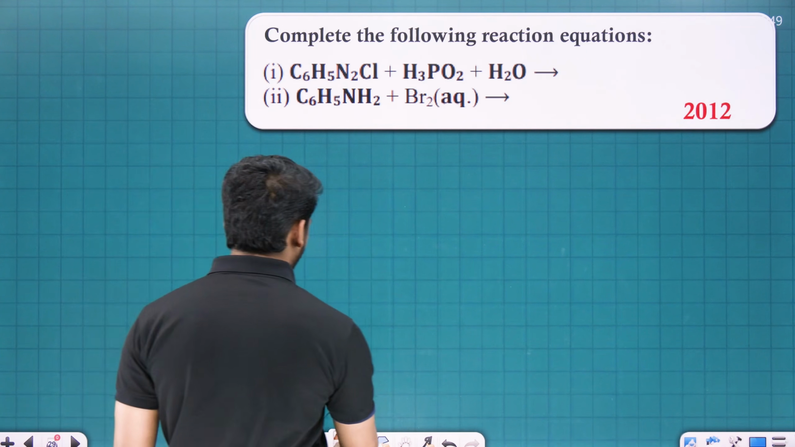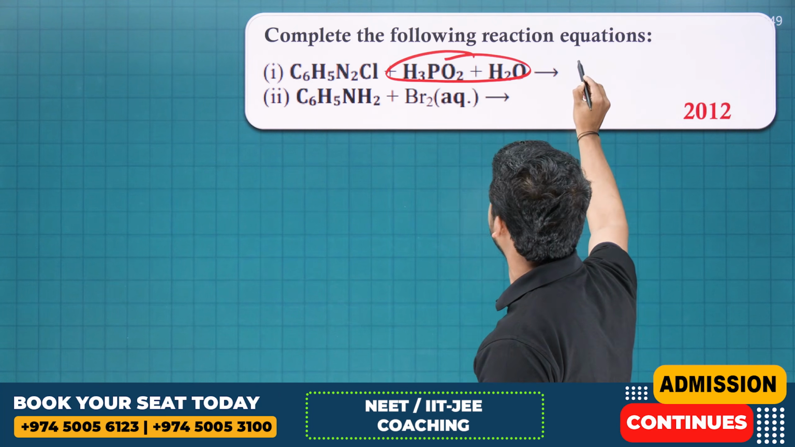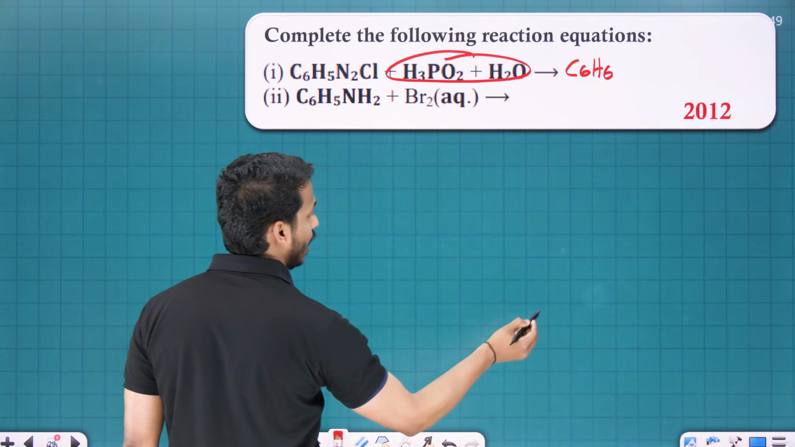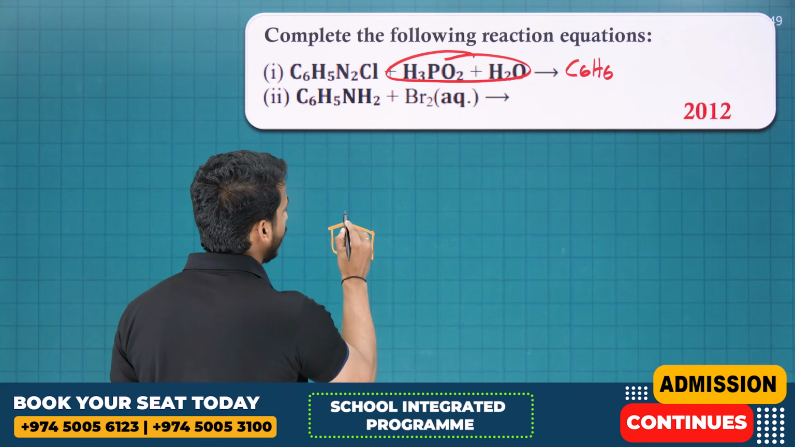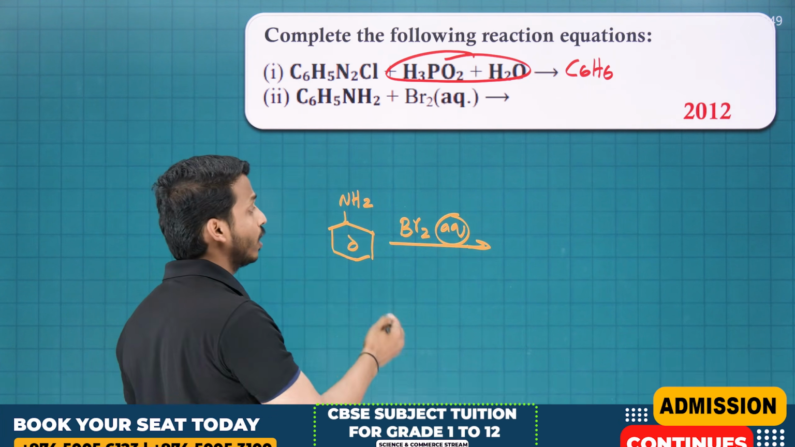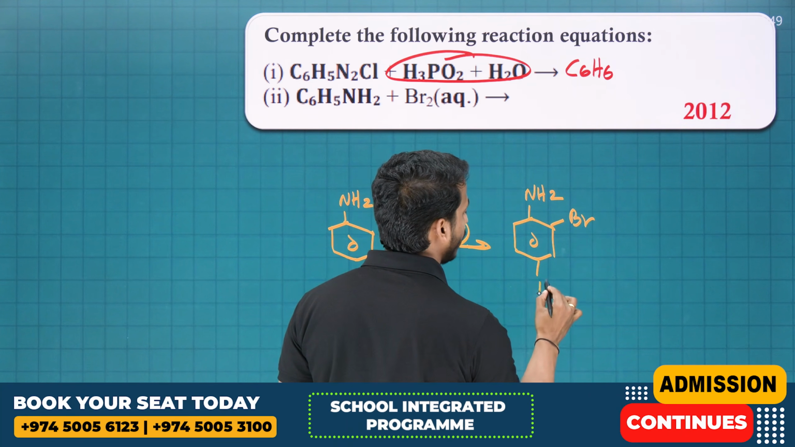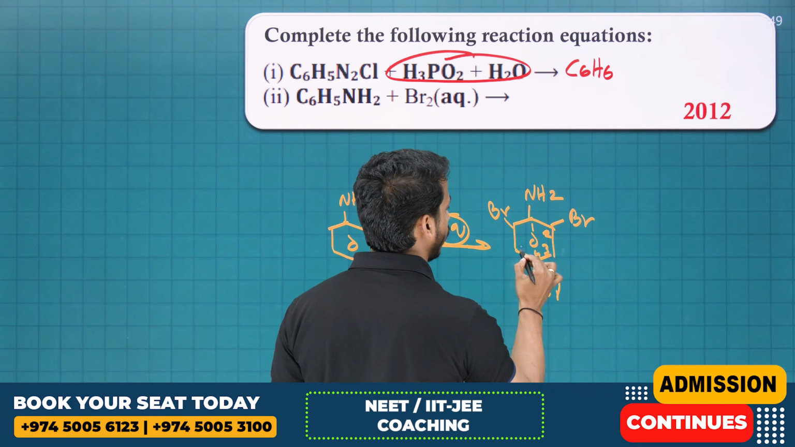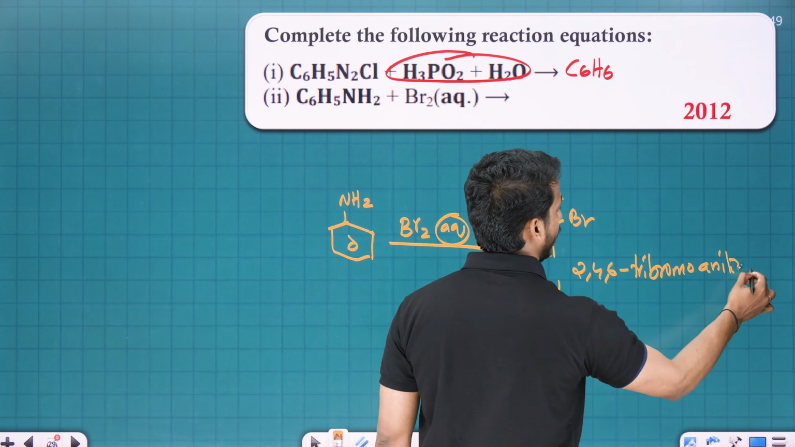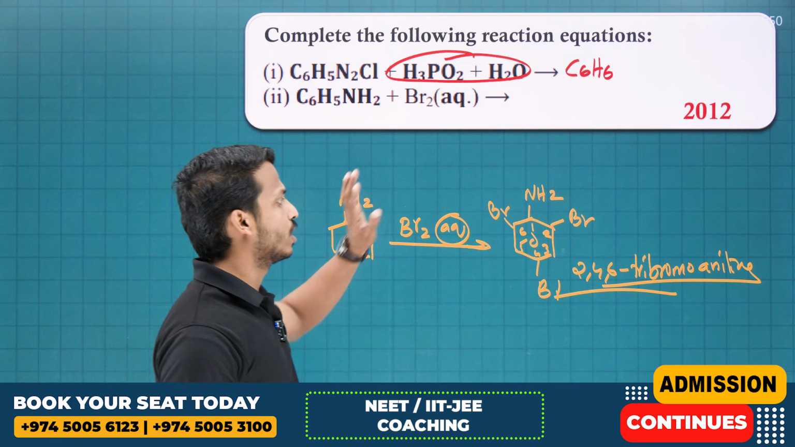2012 question. Complete the following reaction, dear all. I think now the questions are very familiar to you. Benzene diazonium chloride treated with H3PO2 and H2O. What does it become? Benzene, C6H6. Aniline when reacting with bromine water. You know very well, aniline is a very strong ortho-para directing group. When you add aqueous bromine, that means bromine water, maximum bromine goes to ortho and para positions. So you will get 2, 4, 6 tribromoaniline.